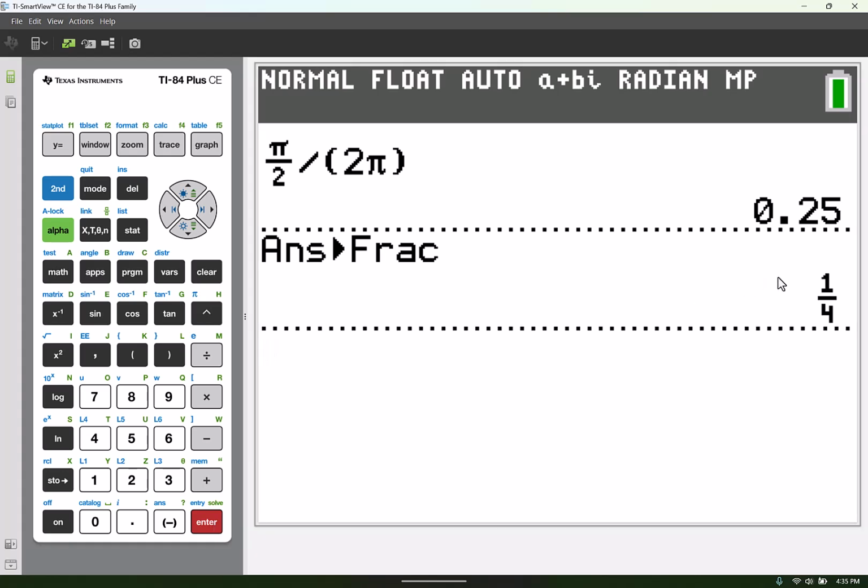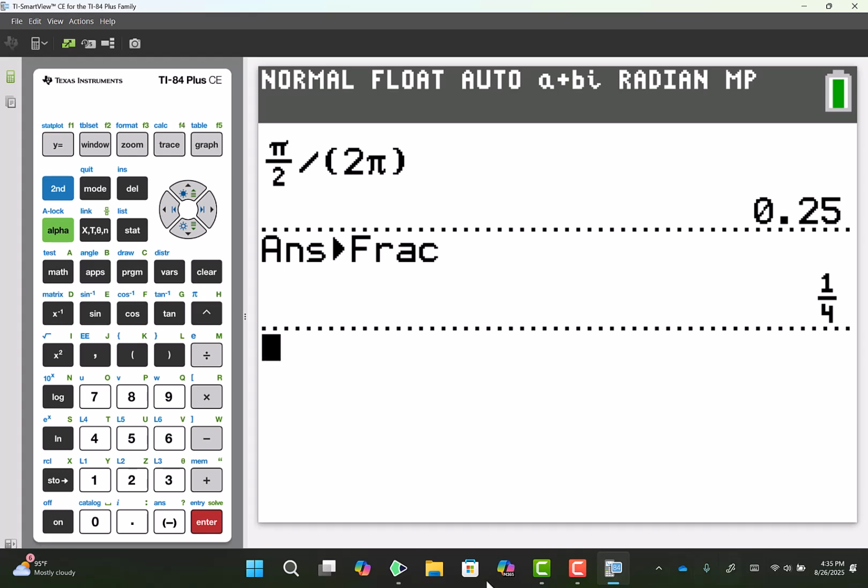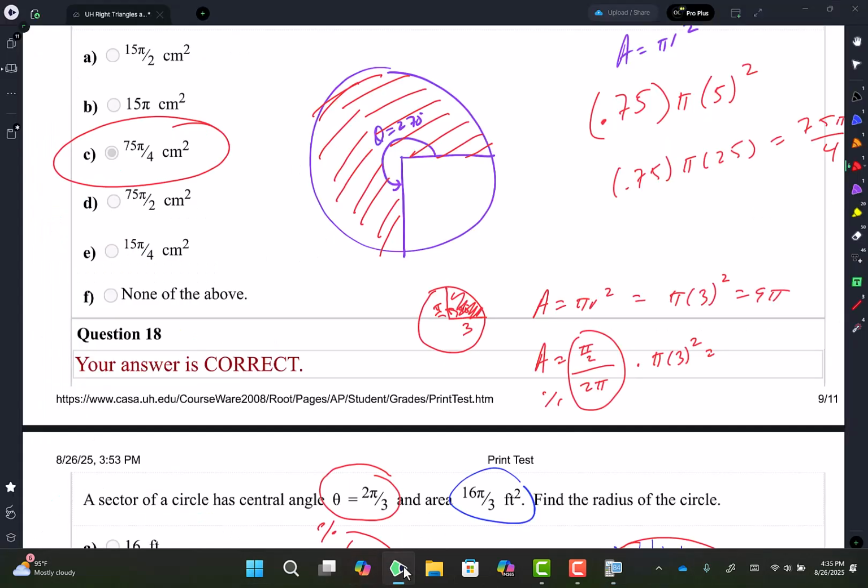And then there it is. And then multiply by 9 pi, and that's 1/4. You know what I mean? Like that will be 25% of my area. So 1/4 times 9 pi. So 9 pi over 4 would have been my area of that sector for 90 degrees.